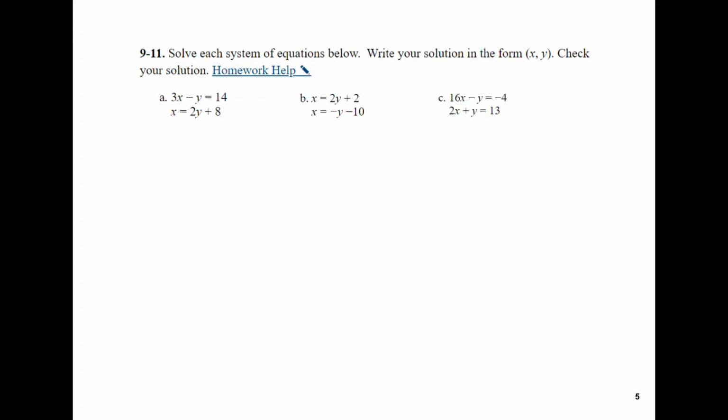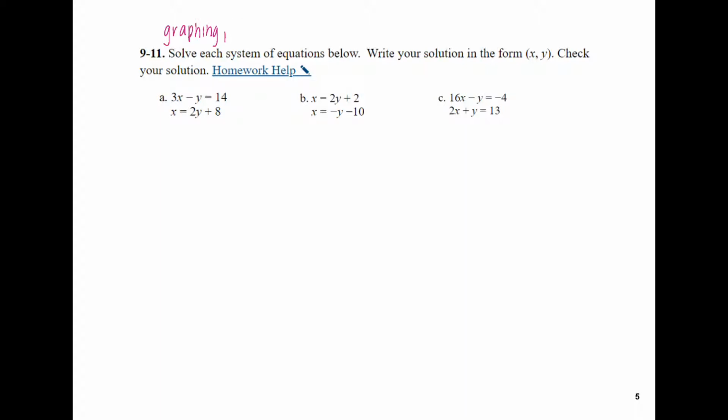9-11, solve each system of equations below. Write your solution in the form (x, y). Check your solution.